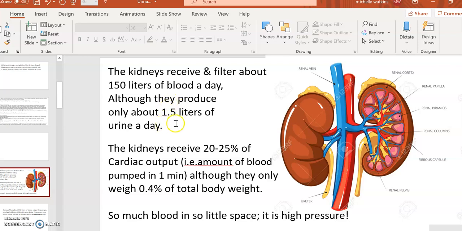1.5 liters of urine are produced a day. The kidneys receive 20 to 25% of cardiac output. That's a lot. Of the blood that your heart is pumping, they receive between a fifth and a fourth, although they're very tiny. And the blood that goes through the kidneys is pretty high pressure.